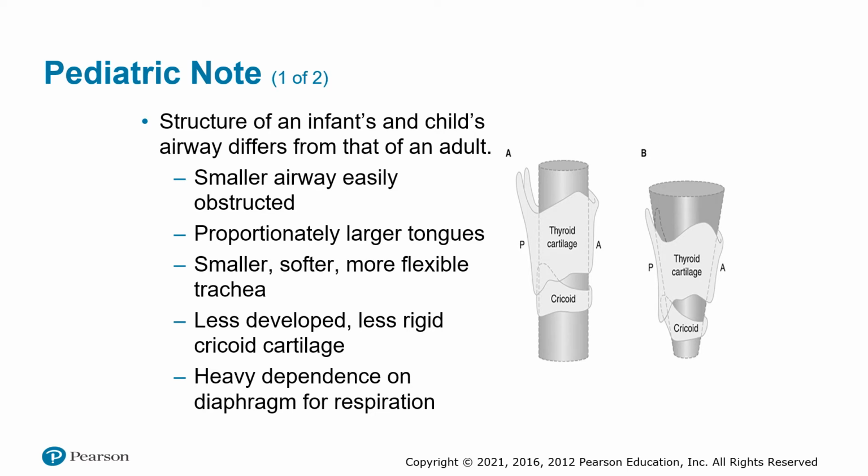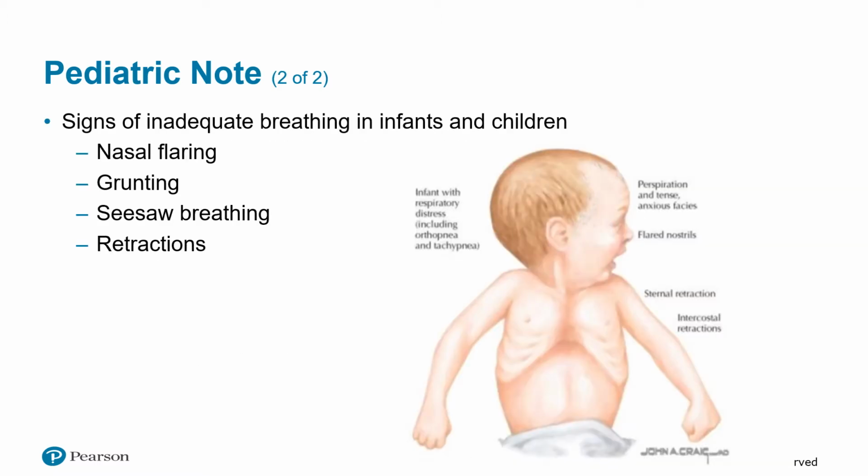On an infant, just remember that they're smaller. They can become more easily obstructed. They have bigger tongues in their mouths compared to adults. They have a smaller, softer, more flexible trachea. And all of that cricoid cartilage is less developed. For infants and kids, inadequate breathing includes nasal flaring, grunting, and a seesaw breathing motion where their stomach deflates when they take a breath in, and then it inflates when they take a breath out.